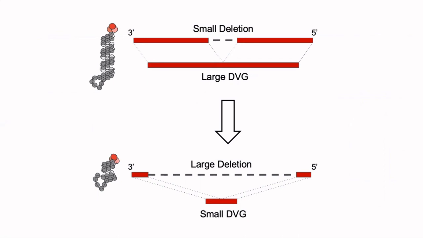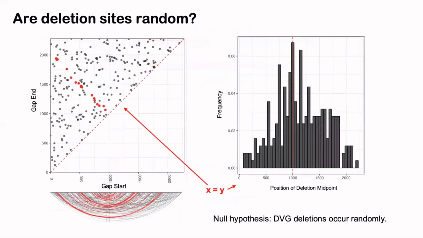So one of the questions is, is this a random process? Does it just happen constantly and you'll never find the same DVGs in individuals? Does the polymerase just skip all over? And so we decided to test this.